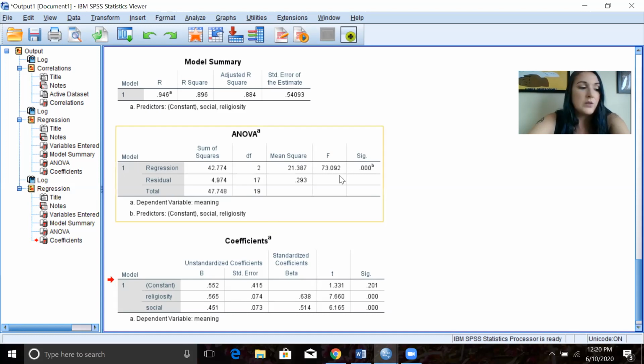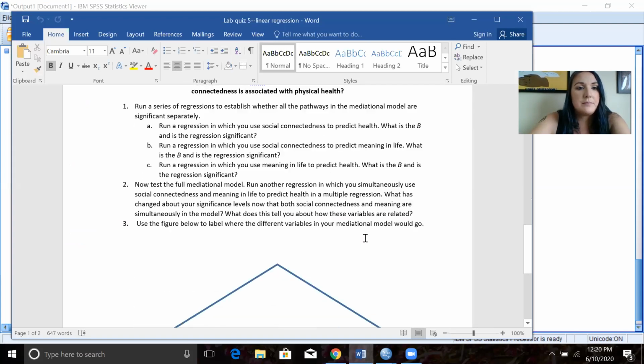Okay, so that is your part one. Like I said, there's a lot of analyses to do in this lab quiz. They're all a little bit repetitive. It's just slightly different each time, making sure you know where to look. So now let's move on to part two, where we get to think about mediation.